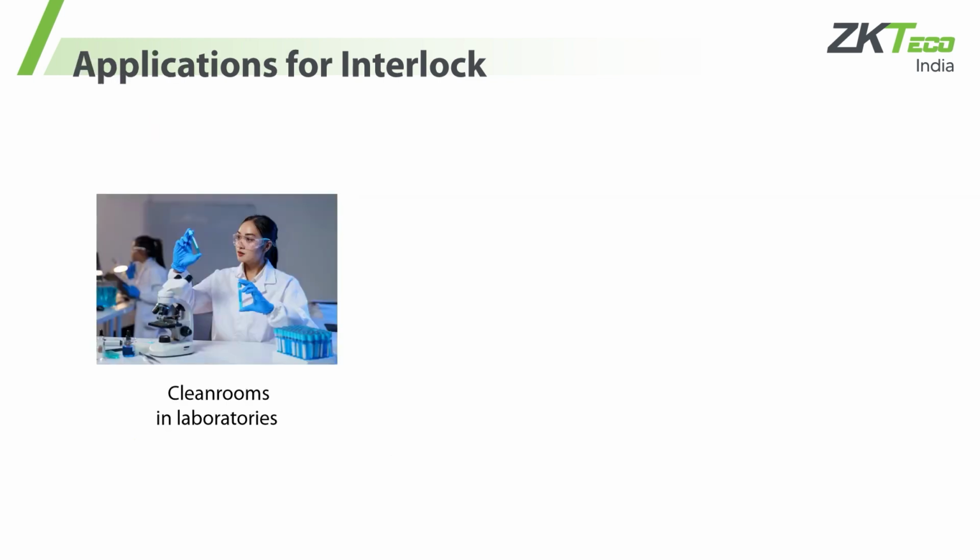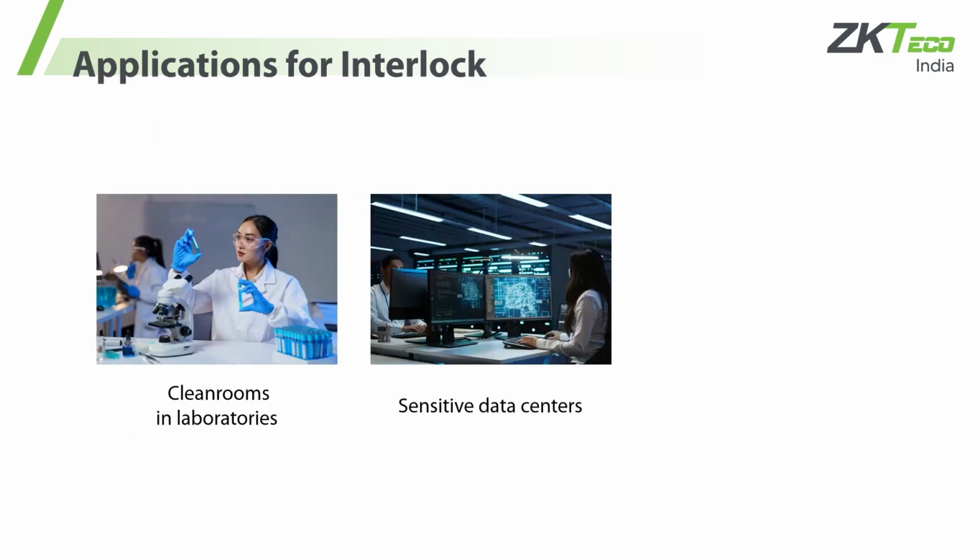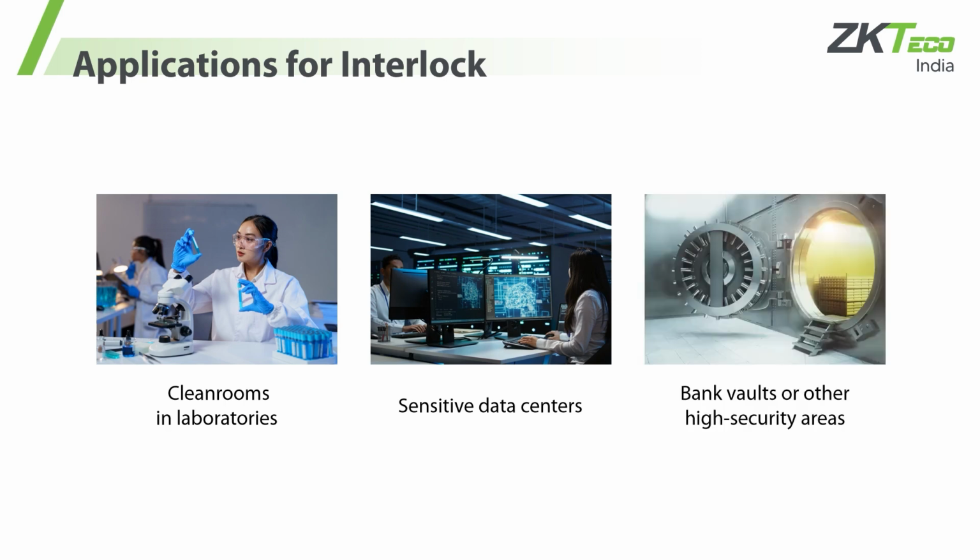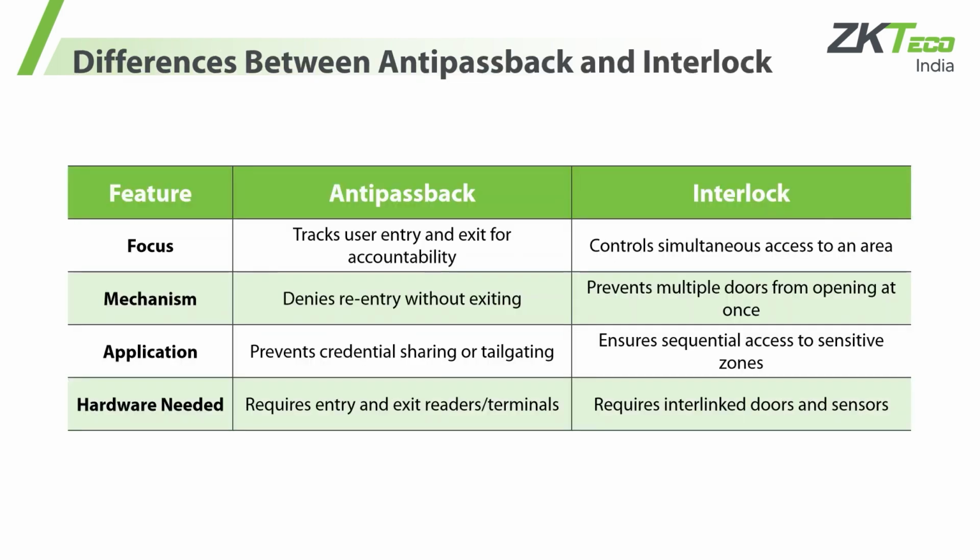Its application scenarios mainly include clean rooms in laboratories, sensitive data centers, bank vaults, or other areas with high security levels. Through the previous introduction, I believe you have a certain understanding of anti-passback and interlock. Now let's understand the difference between anti-passback and interlock. In terms of focus, anti-passback is to track the user's entry and exit situation in order to clarify the responsibility. Interlock is controlling simultaneous access to an area.